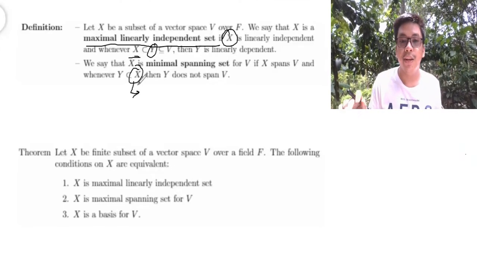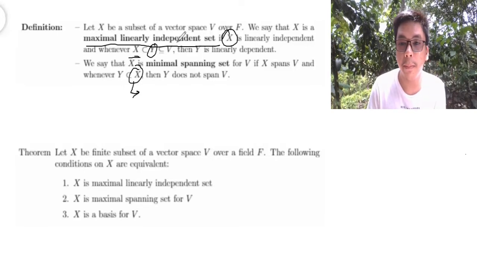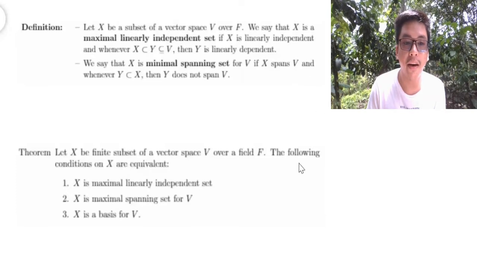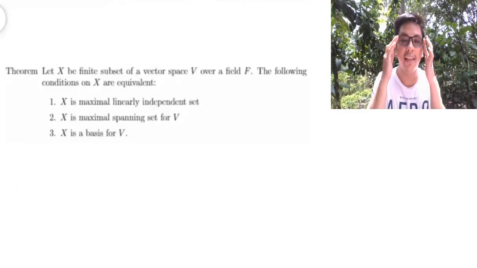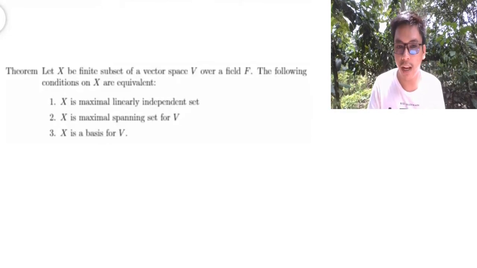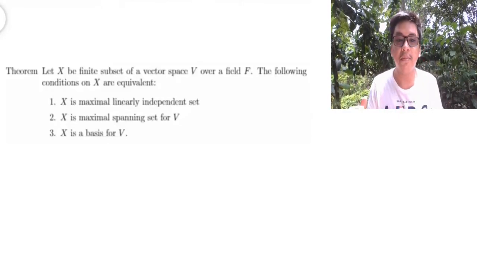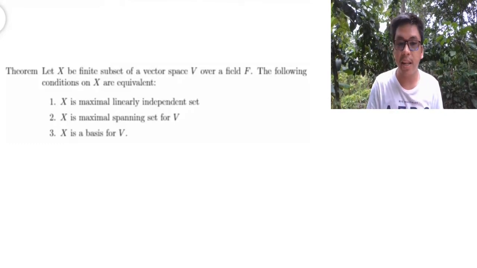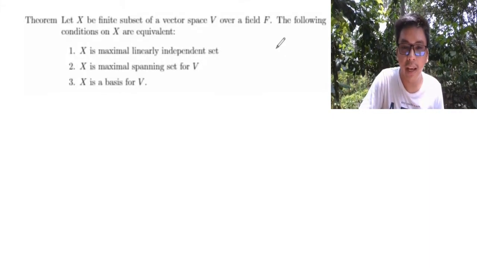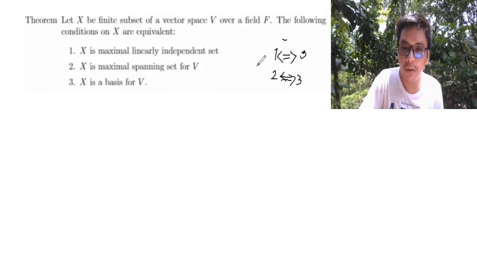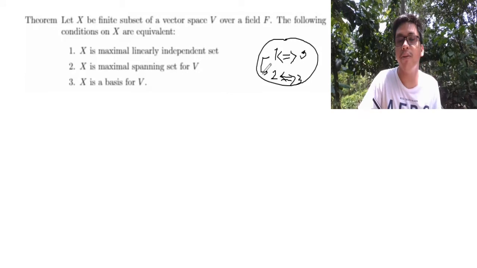That's it. So by that we will consider a theorem for this definition. Let X be a finite subset of a vector space V over a field F. The following conditions on X are equivalent: X is a maximal linearly independent set, X is a minimal spanning set for V, and X is a basis for V. To show this equivalence, I'm going to show 1 if and only if 3, and 2 if and only if 3. If I am able to show this, of course, then 1 will be if and only if 2.